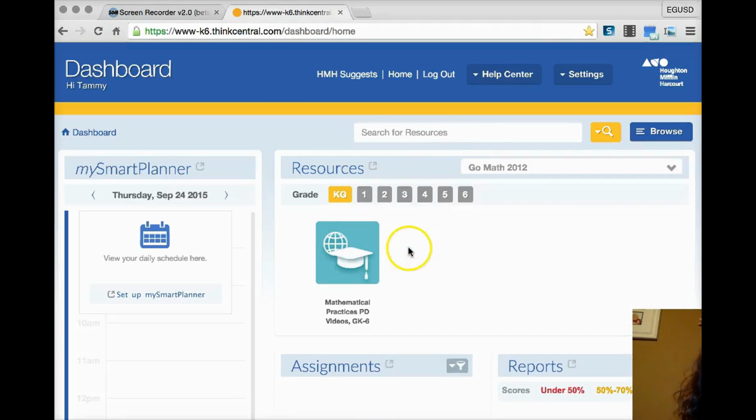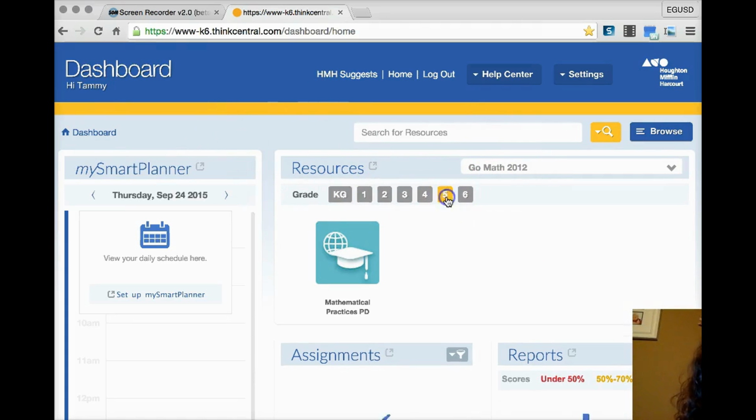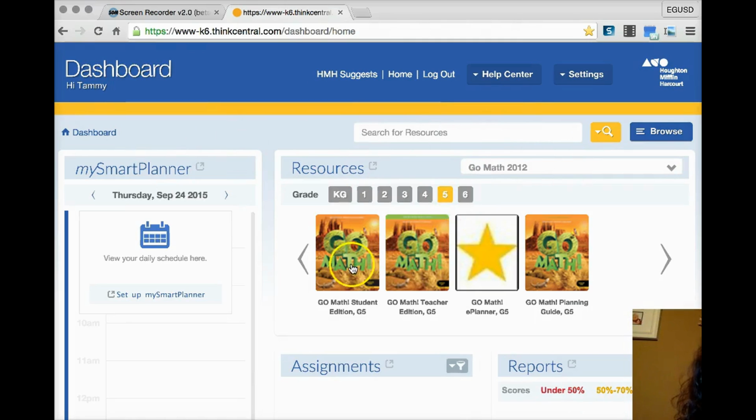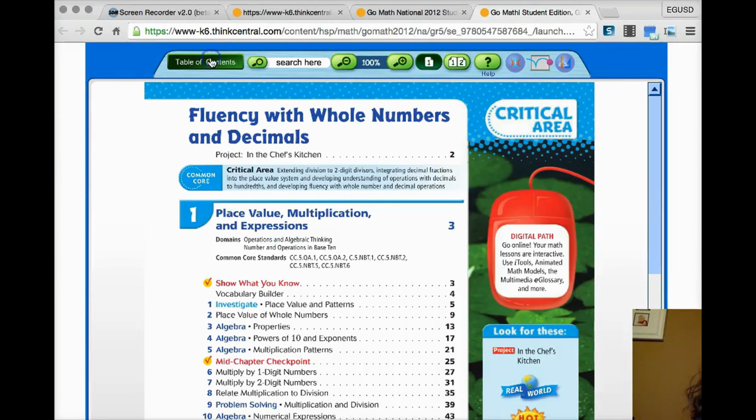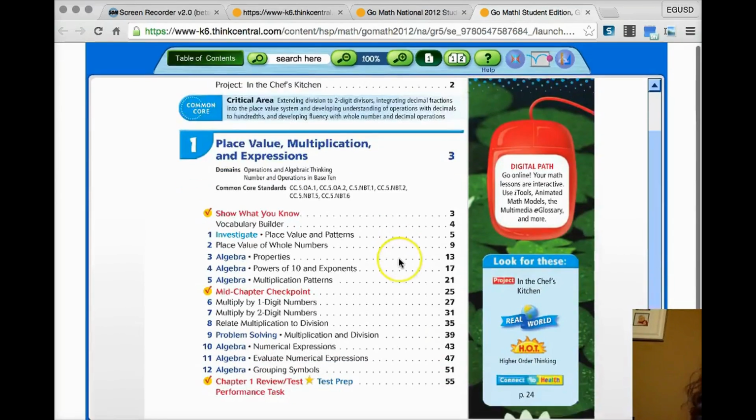Yours will not look like this. Remember, yours is going to have the things to do and the library resources. So when you go to your library resources, you're going to want to go to your student edition. Go to the Flash ebook. You can go to table of contents, or you can put in the page number.